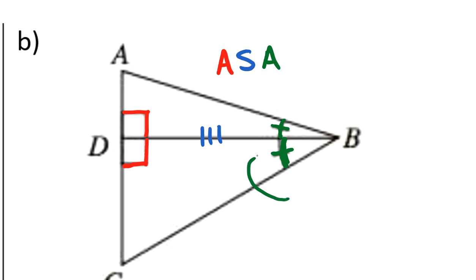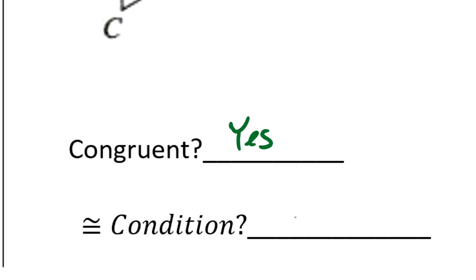And again, if this angle was actually the correct size, it would either shrink this one down, right, or it would make this one larger, and they would actually be congruent. So I would say they are congruent, yes. And why are they congruent? Because they meet the angle side angle condition.